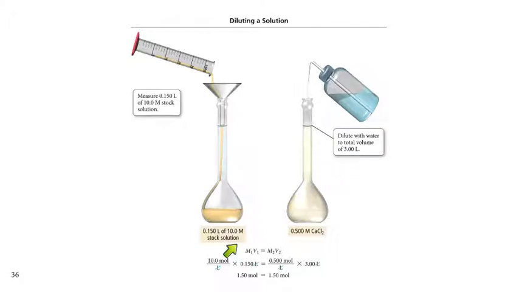So the starting concentration is 10 moles per liter. That's the first molarity. And that's multiplied by the volume, 0.150 liters. So that gives us a total of 1.50 moles of the solute, which here is calcium chloride. The new concentration is 0.5 moles per liter. The new volume is 3 liters. That gives us the same amount of solute.